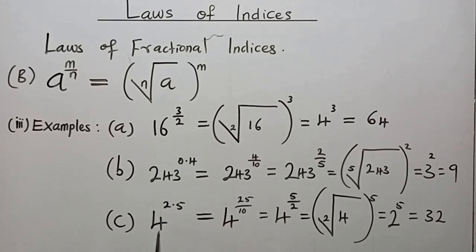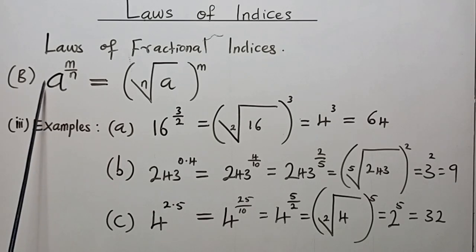So 4 to the power 2.5 will be equal to 4 to the power 25/10. Please reduce this to its lowest and don't convert it back to decimal or any number with a point. That will give us 5/2. How? When 5 divides this, we have 5. When 5 divides this, we have this 2. Therefore, 4 to the power 2.5 is the same thing as 4 to the power 5/2.